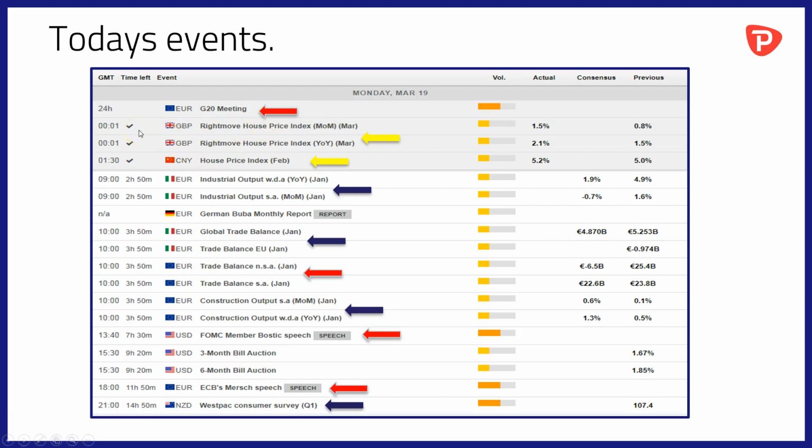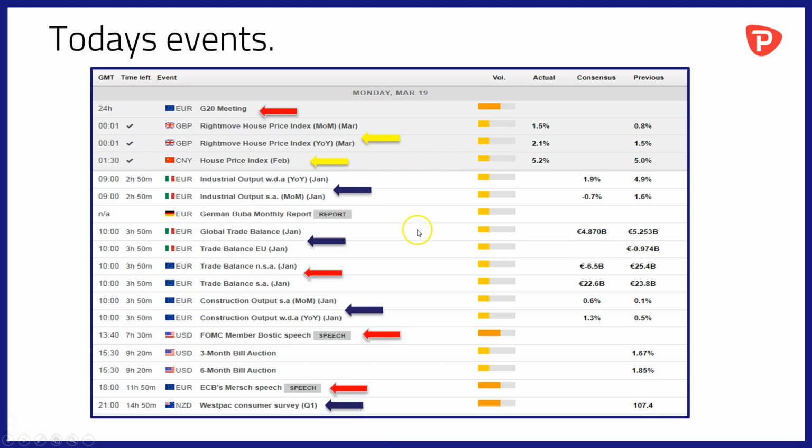We've also had some key house price data out overnight. Firstly, just after midnight, the Rightmove house price index for the UK for March, and that showed month-on-month and year-on-year gains. And then in China at 1:30 we had house price index data for February, and again solid gains in terms of the way that house prices are moving there.